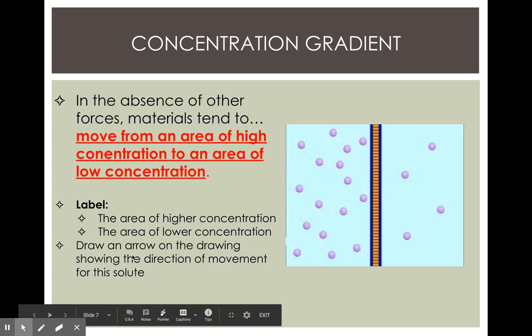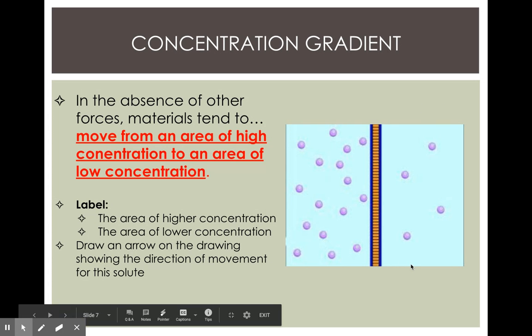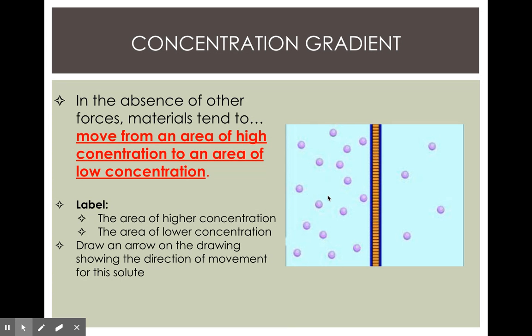So if you were to draw an arrow on the drawing right here, showing the direction of movement for this solute, okay, so these little purple things are what we call solute. If things move from a high concentration to a low concentration, what way would we draw the arrow? Would we draw it pointing to the right, or would we draw it pointing to the left? If you said that we would draw the arrow pointing to the right, then you are correct. Okay, so here's my cell membrane.